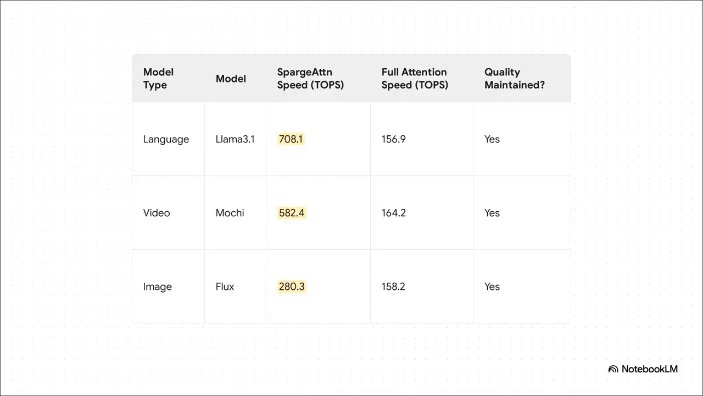And this wasn't just a one-off. Look at these numbers across the board. For a language model like Llama, it's over 4.5 times faster. For video and image models, massive speedups. And the most important column is the one on the far right. In every single test, the quality was perfectly maintained.